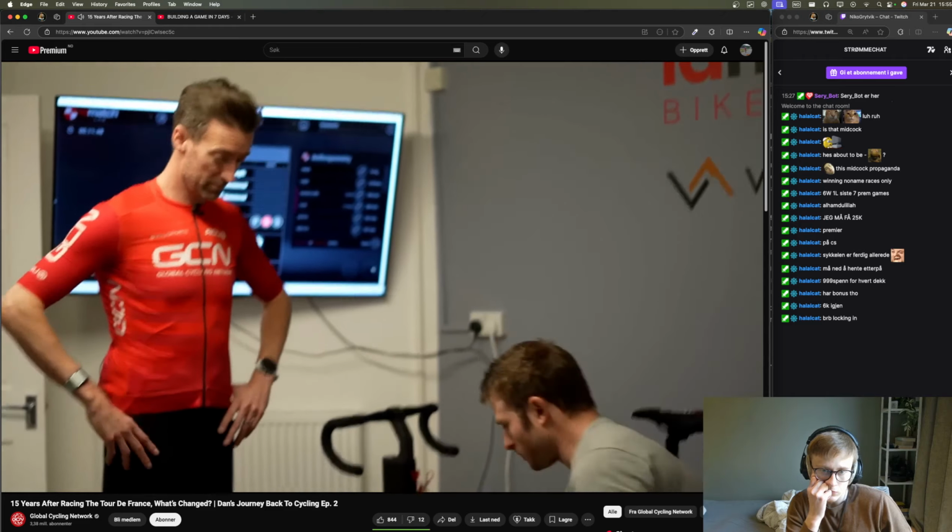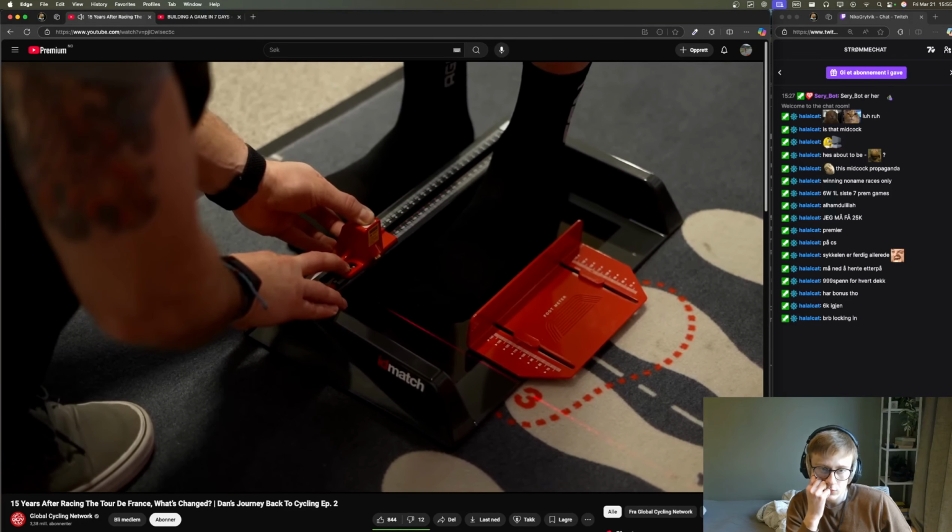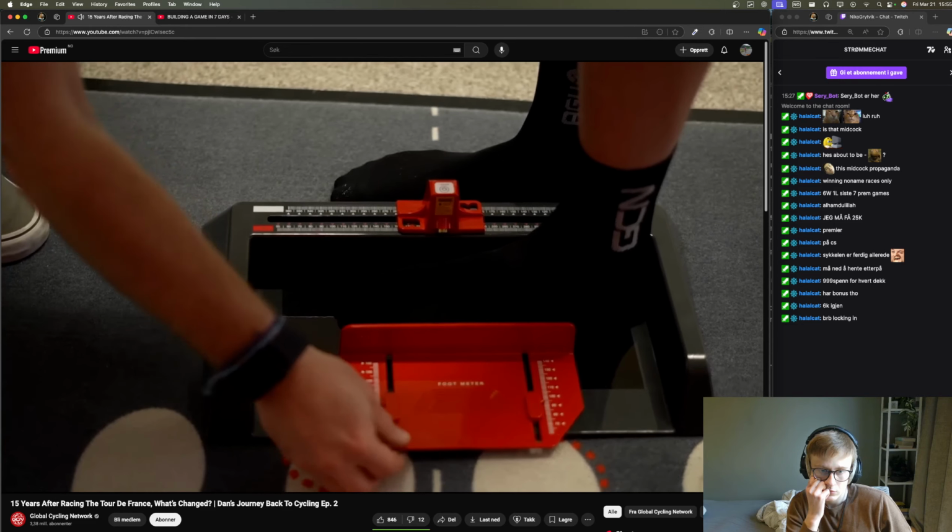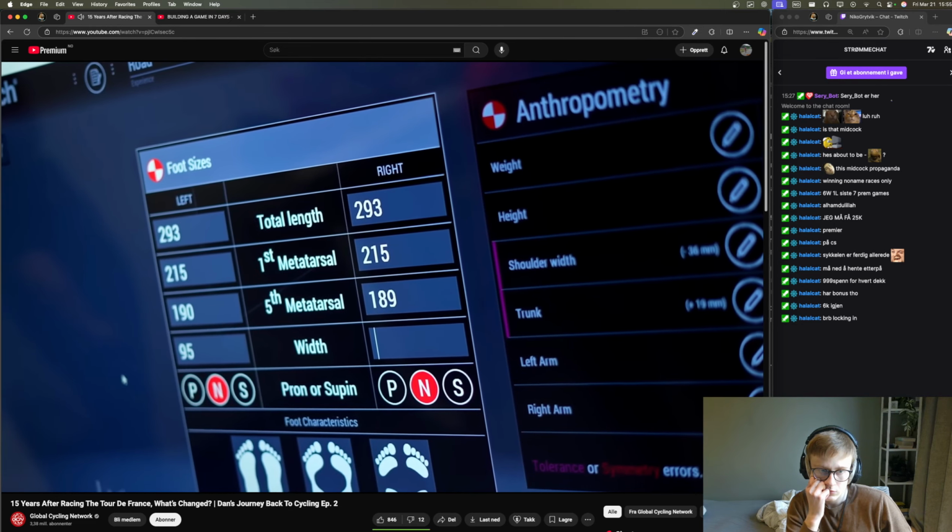So Daniel, let's go measure your foot. Please put your left foot on the tool, on the foot meter. So your total length is 293, your first metatarsal is 215, and the width is 95. The foot measurements allow the software to calculate the best position for your cleats to give optimal power transfer and comfort, as well as the best insole for the shape of your foot.